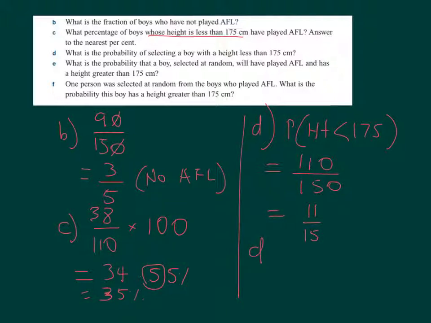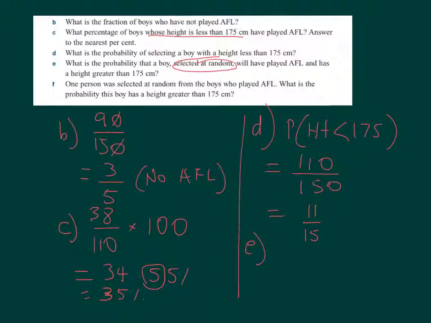Let's have a go at E, and I might leave part F for you to have a go at yourselves. What is the probability that a boy selected at random? Now, at random just means that we're not going to line them up in height order or anything. I write their names on a piece of paper and then draw them out of a hat randomly. I have no bias in who I'm selecting. I will have played AFL and has a height greater than 175.